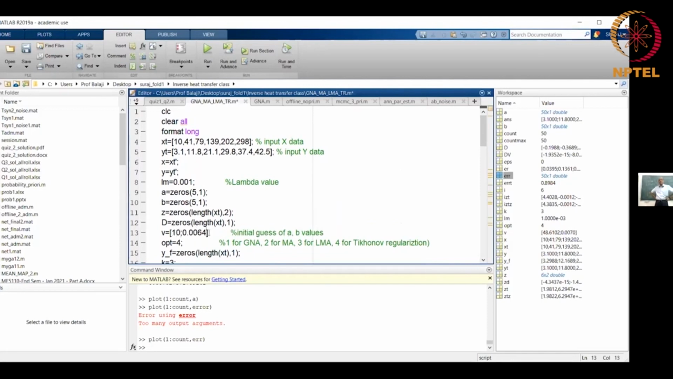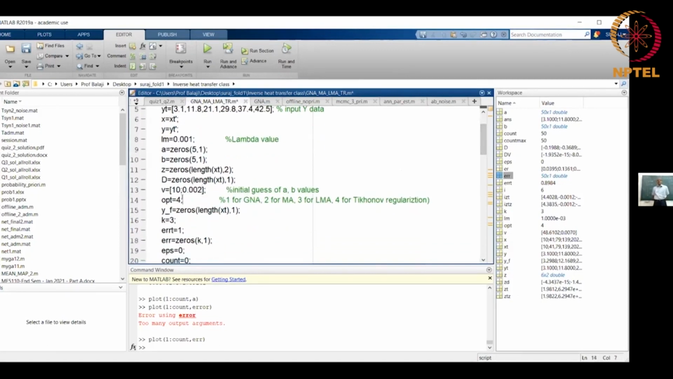And B, no, you just point not 2, you start point not 2. Now it's a plain GNA, right? Yes, sir. So you've got everything there, is it? GNA, MA, LMA, Tikhonov, is it? Yes. Okay, just run it. So we are starting with some bad initial guesses. So plot the residual for the GNA.